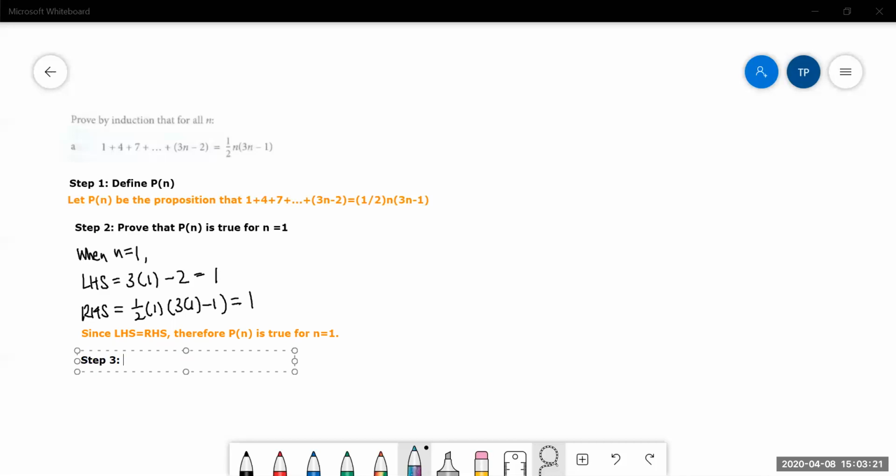Step 3 will be prove that Pn is true for n equals to k. No, we do not prove it. We assume. Very nice. We assume, state that the assumption for n equals to k term is true.